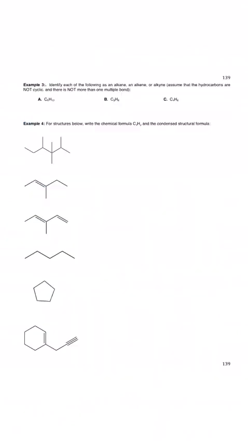Now let's take a look at example 3. Example 3, identify each of the following as alkane, alkene, or alkyne, and assume that the hydrocarbons are not cyclic, and we are going to talk about this later, and there is not more than one multiple bond. Okay, so that means we are going to look at just one multiple bond. If there is a double bond, it's just going to be one. If it's a triple bond, it's just going to be one, in this molecule.